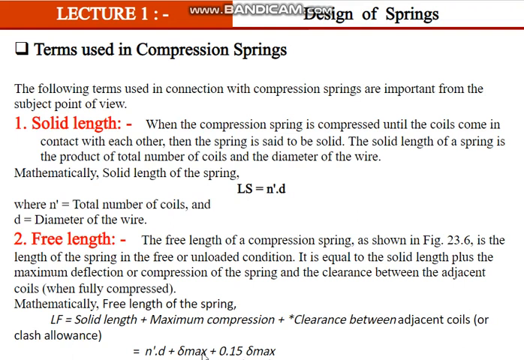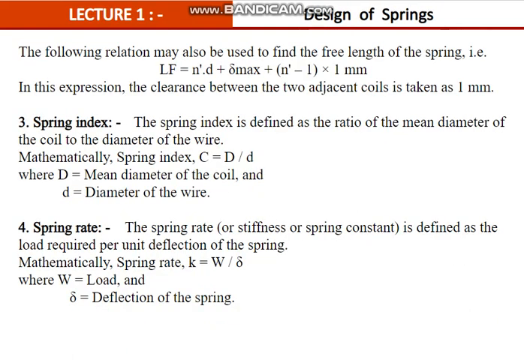Delta maximum means the maximum that the spring can be compressed, and this clearance is normally taken as 15% of that, or 0.15 times. That is the free length, and free length can also be given by another equation: free length is n dash d plus delta maximum plus n dash minus 1.